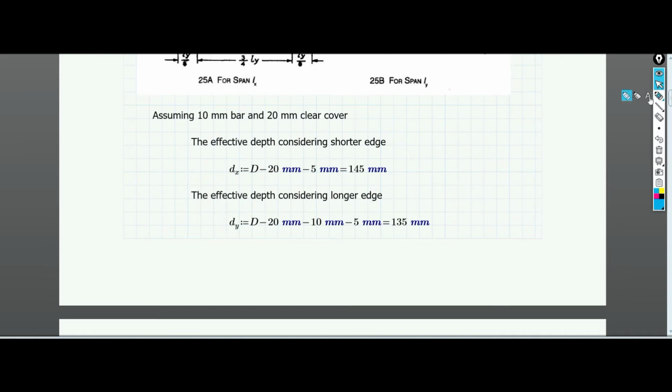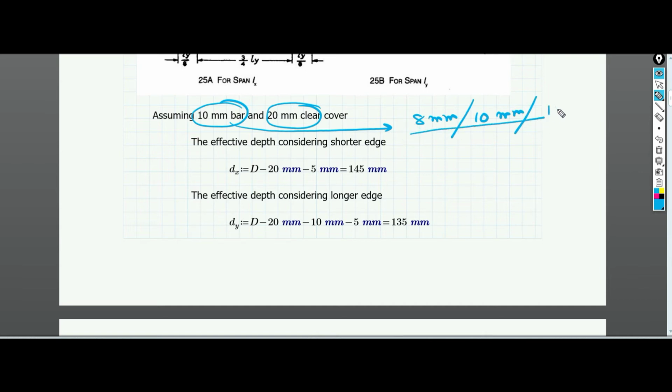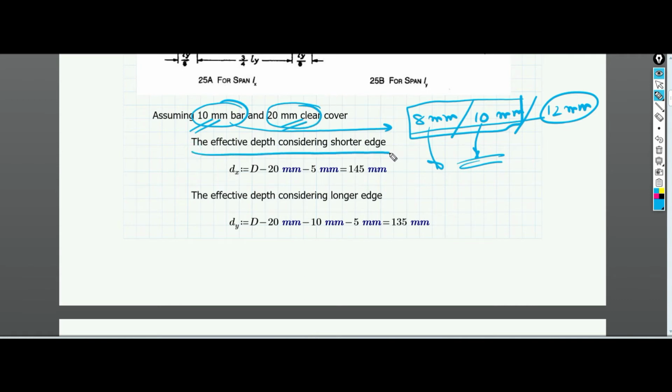Now let us assume that for slab we are using 10 mm bar with 20 mm clear cover. In slab generally we go for 8 mm bar or 10 mm bar. Most rarely, you can go for 12 mm bar. In general practice, for a normal residential building, you can go for 10 mm bar or 8 mm bar. So according to that we are taking 10 mm bar, and clear cover in case of slab is generally 20 mm. Then effective depth considering the shorter edge.